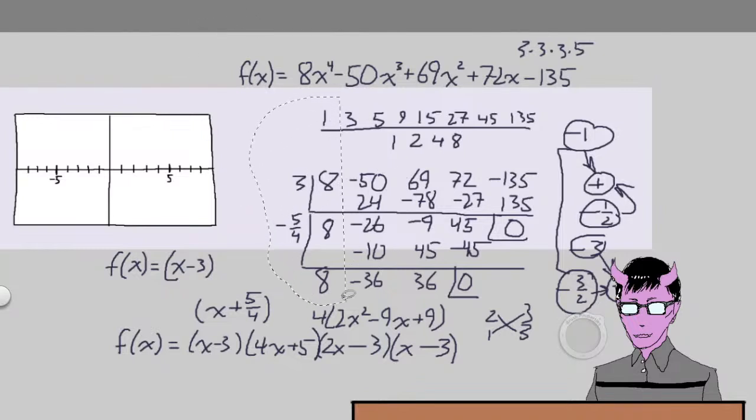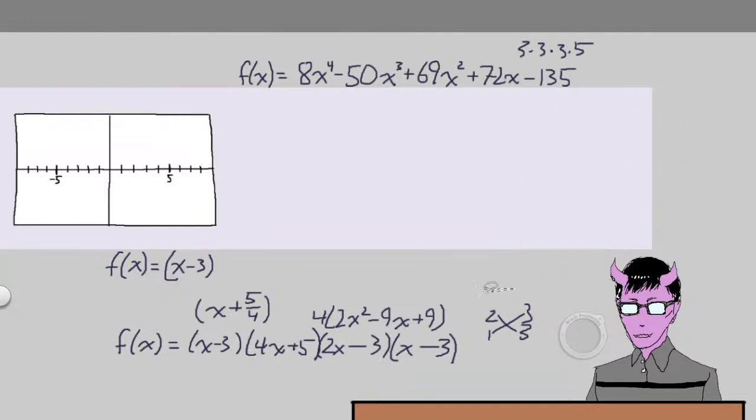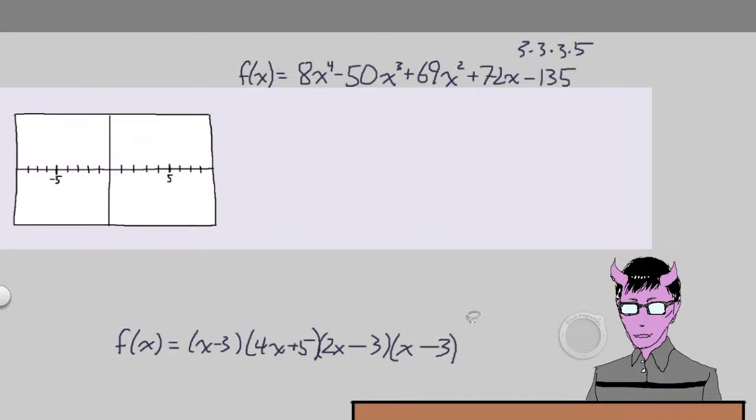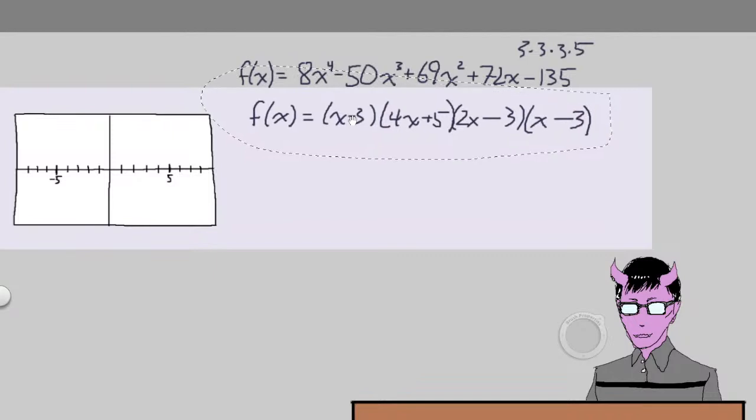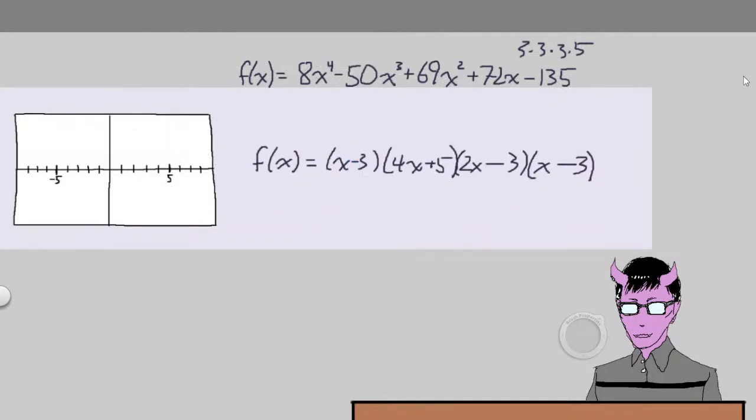What a lot of work. I guess that's the worst part of this section. If you're given bad polynomials, it's kind of a chore. But here we are. This is fully factored form for f of x. So all that work is to just get fully factored form. Now we can start to graph.